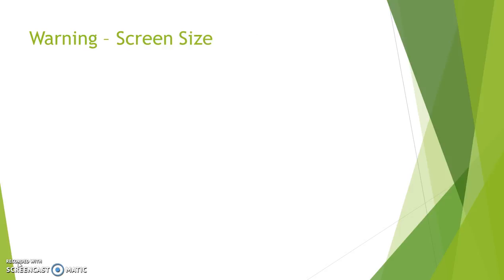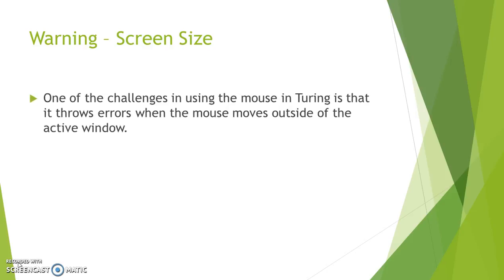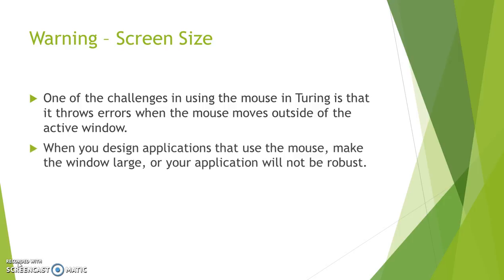Now, there aren't many tricks to using the mouse. It's really pretty easy. But one that you will find is that Turing doesn't like it if the mouse moves outside of the active window. And for this reason, when you design applications that use the mouse, what you want to do is make the window large. If you don't, your application will crash as soon as the mouse moves outside of your window. Now, one way to make the window large, you've already found some of them, I'm sure, but one is just to use the view.set command and set it to maximum.